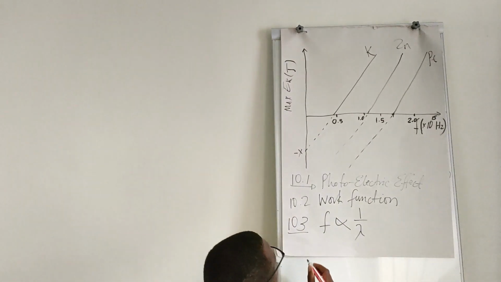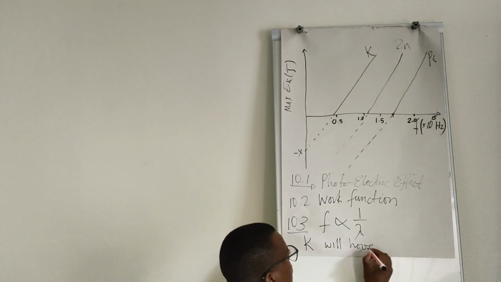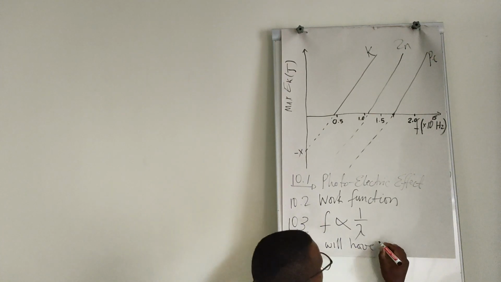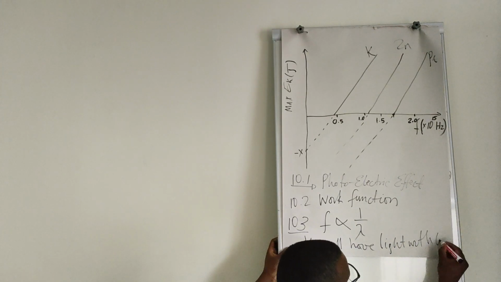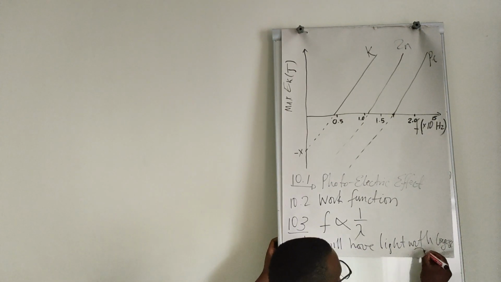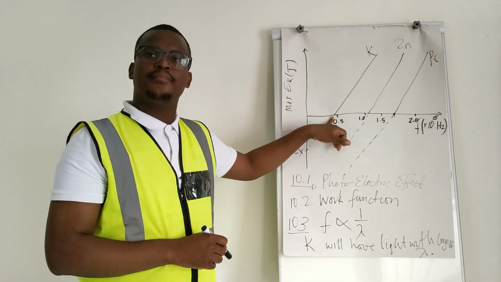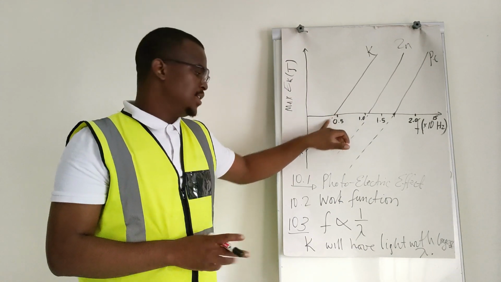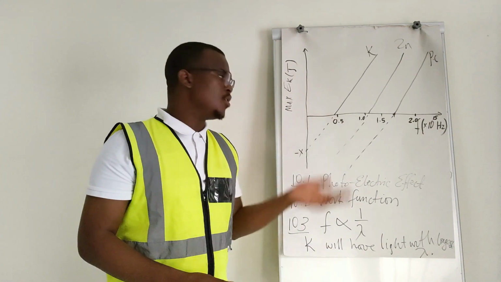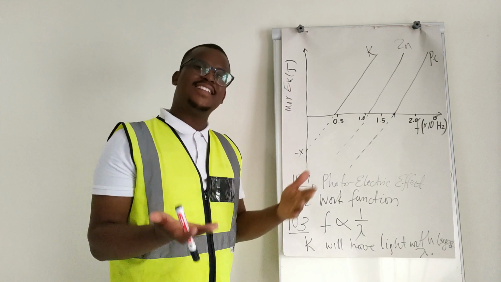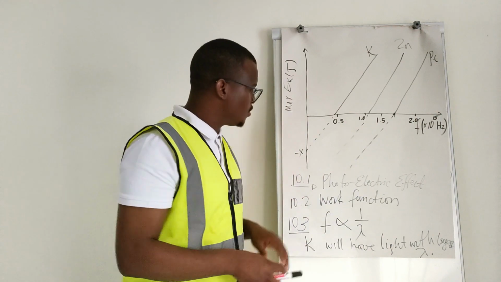So potassium, K, will have light with the longest wavelength. This is it. This potassium metal is the one that will have the light with the longest wavelength, because it has the lowest frequency. The frequency and the wavelength are inversely proportional to one another. So let's continue.